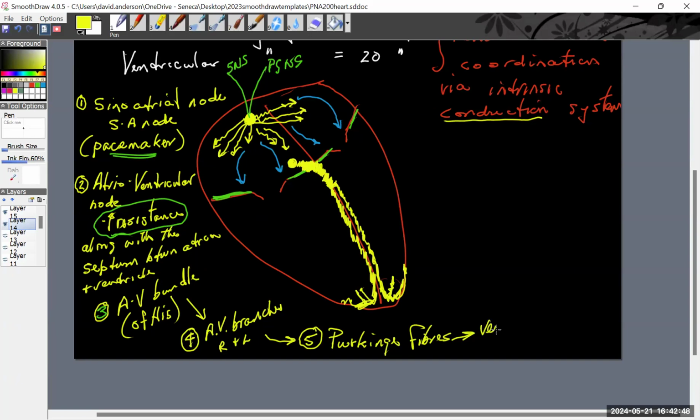And they finish on the ventricular myocytes. Now look what happens when they finish on the ventricular myocytes down here at the apex. They're going to begin to contract. And which direction are they going to travel? They're going to travel back upwards from inferior to superior.